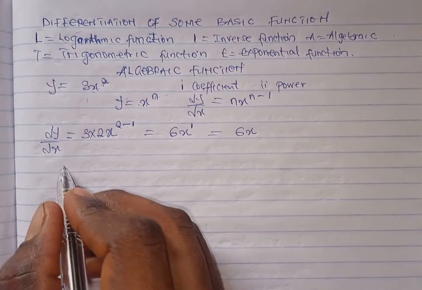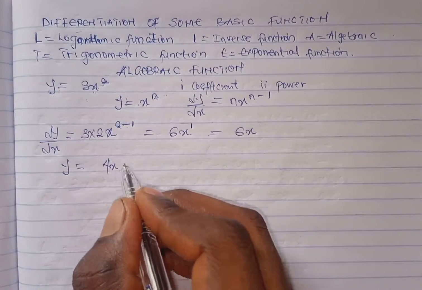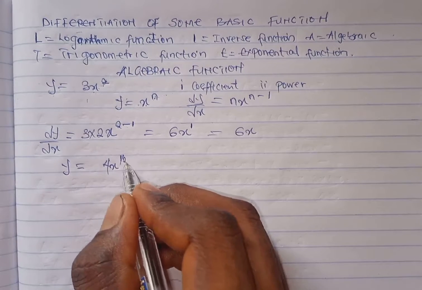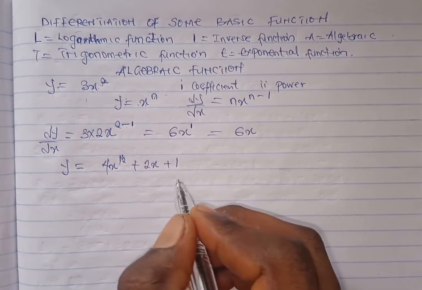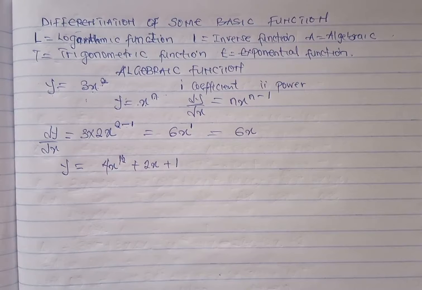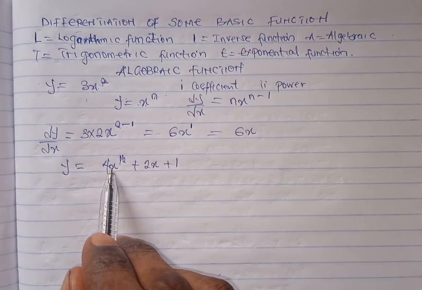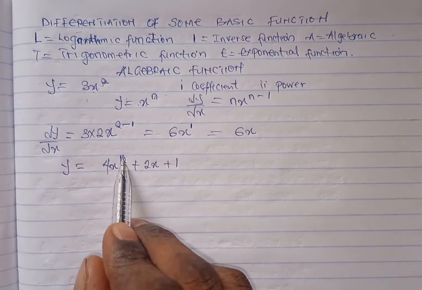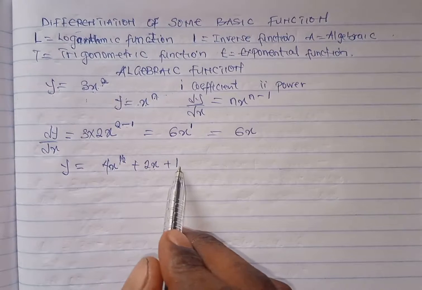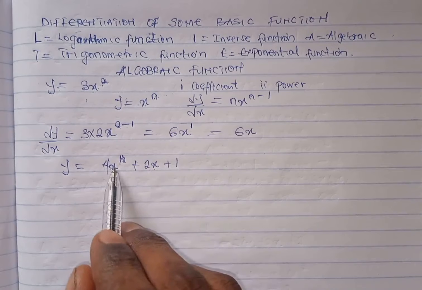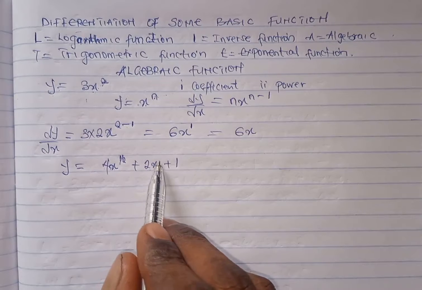I'm going to take another example. If y is equal to, let's say, 4x raised to the power of half, plus 2x, plus 1. In this kind of question, if you are asked what the coefficient of x raised to the power of half is, the coefficient is 4. What is the coefficient of x here? The coefficient is 2, and this one does not have a coefficient. What is the power of x here? The power of x is half. What is the power of x here? The power of x here is 1.